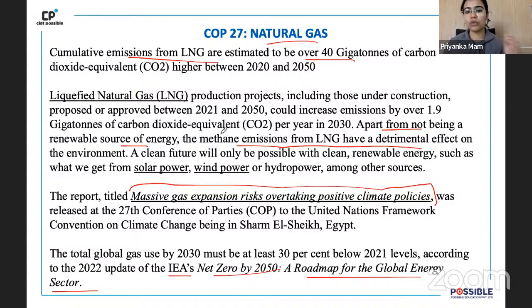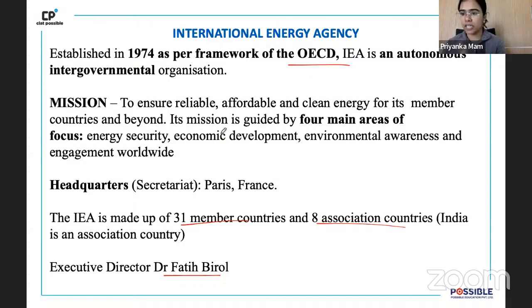COP27 में जो रिपोर्ट थी वो तो आप ऑप्शंस में से देख के बता दोगे. मैसिव गैस एक्सपेंशन रिस्क, ओवरटेकिंग पॉजिटिव क्लाइमेट policies. And the second one is your roadmap for global energy, right? IEA क्या है? International Energy Agency, autonomous intergovernmental organization है जिसके 31 member countries हैं और कुछ association countries हैं जिसमें से एक इंडिया है.